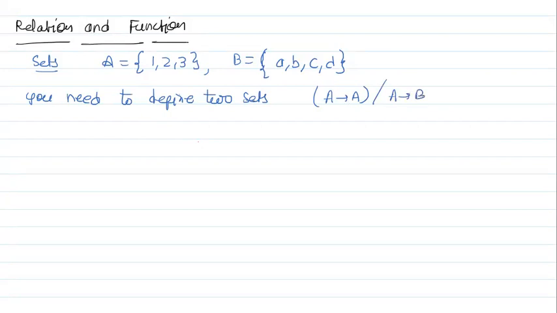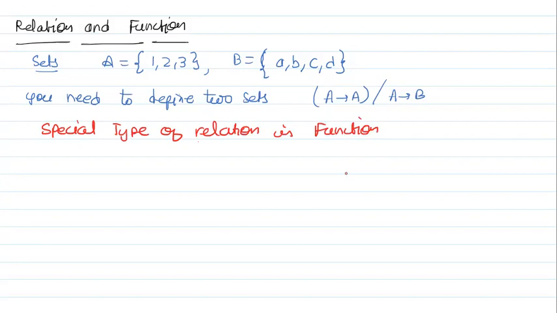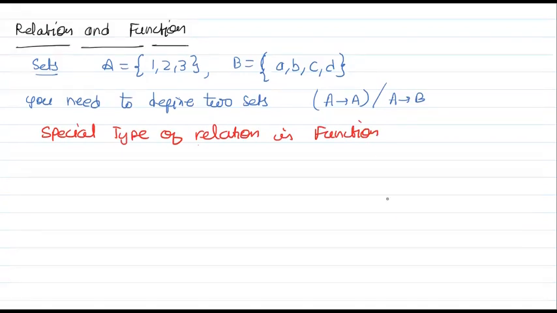So sets are required to describe the relation, and a special type of relation is function. You just keep in mind, a special type of relation is function. So here, relation can be any connection or association. Relation means what? Association.